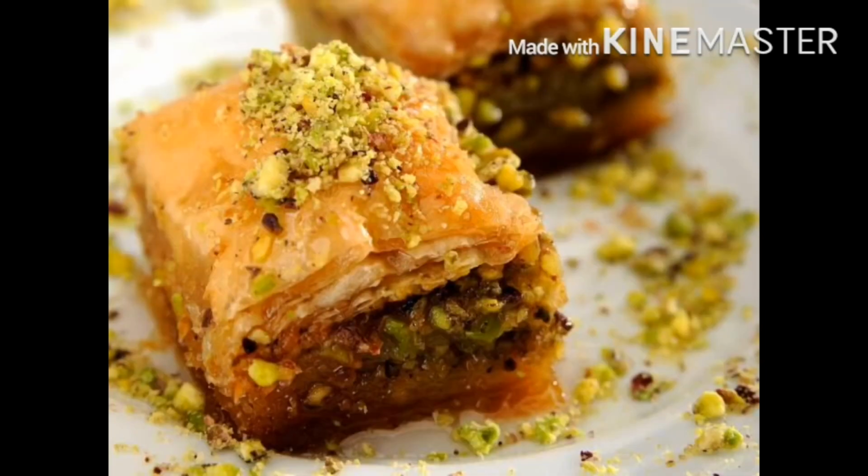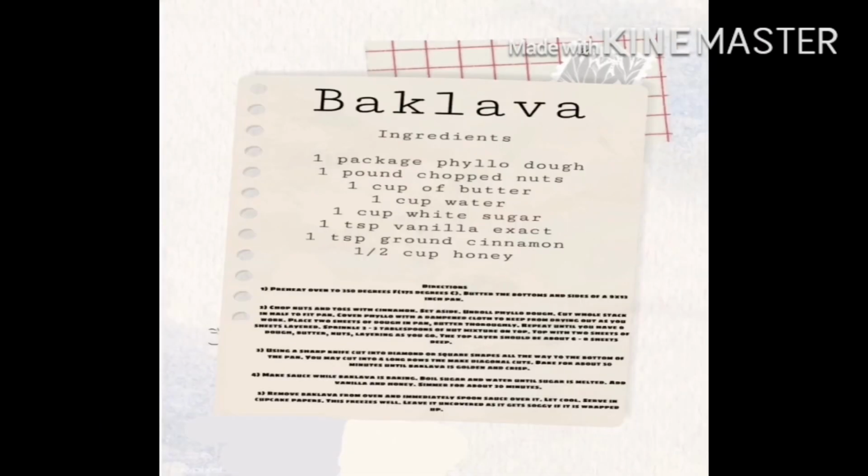The other one is baklava. Baklava is a rich sweet dessert pastry made of layers of filo filled with chopped nuts and sweetened and held together with syrup or honey. The ingredients of baklava are 1 package filo dough, 1 pound chopped nuts, 1 cup of butter, 1 cup of water, 1 cup white sugar, 1 teaspoon vanilla extract, 1 teaspoon ground cinnamon, and 1/2 cup of honey.